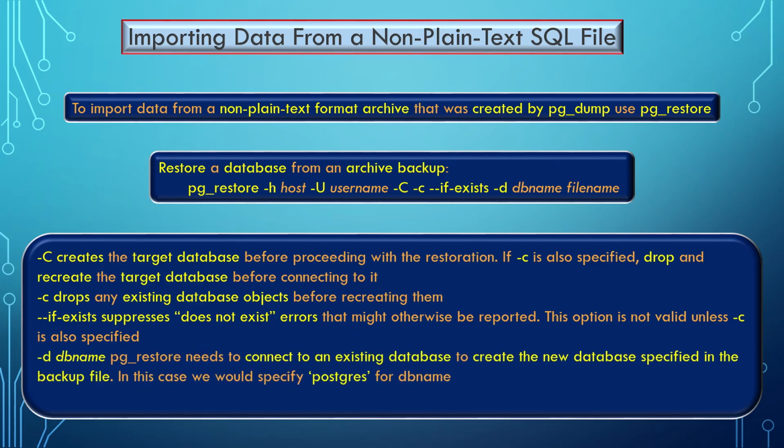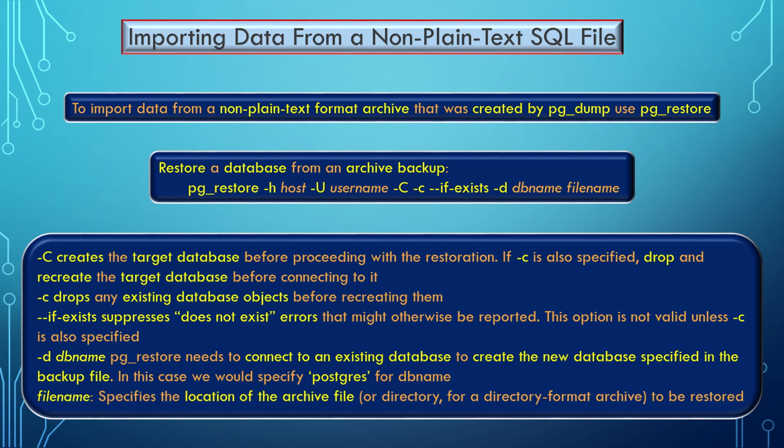The d option is used since pg_restore needs to connect to an existing database to create the new database that is specified in the backup file. In this case, we would specify postgres for the database name. And file name specifies the location of the archive file or directory for a directory format archive to be restored.